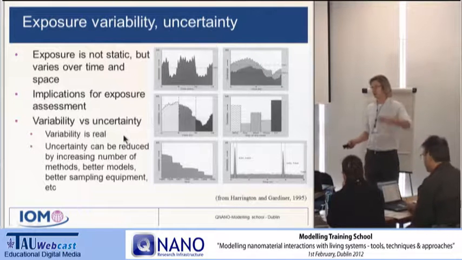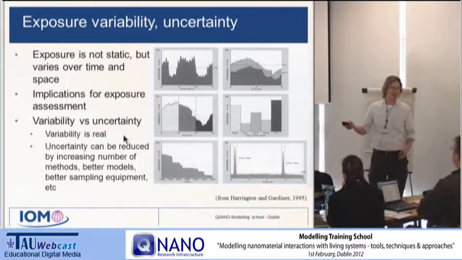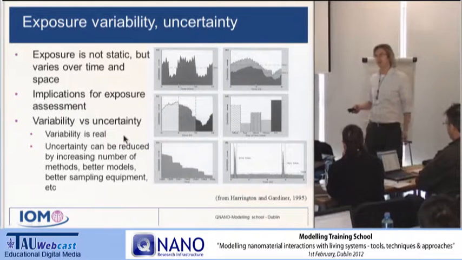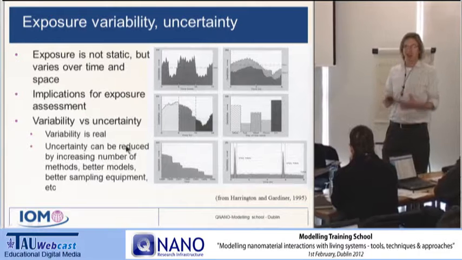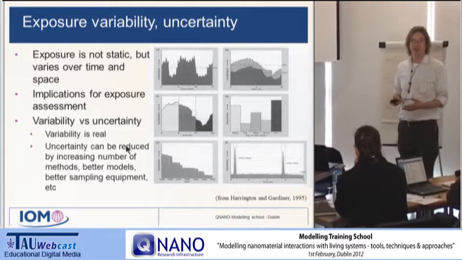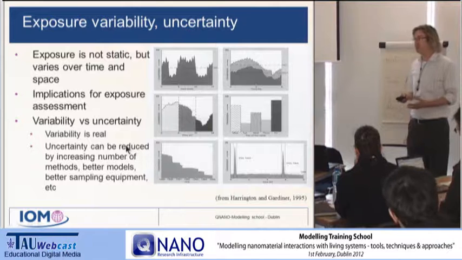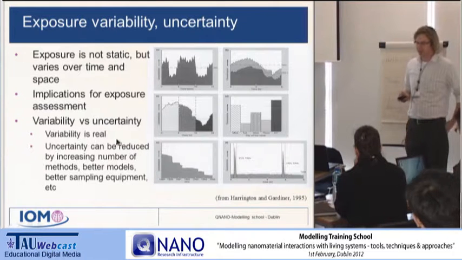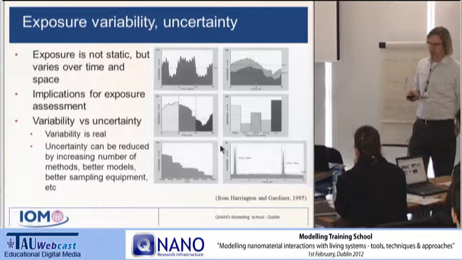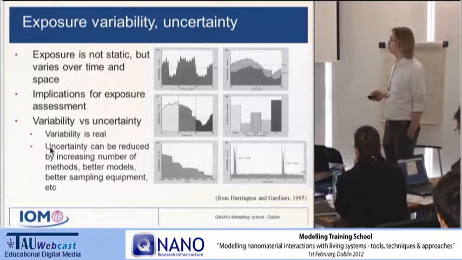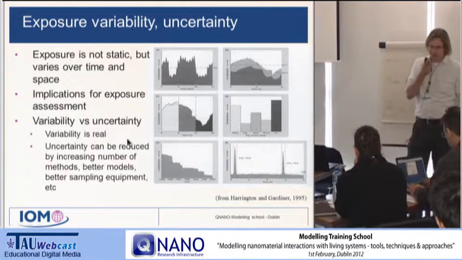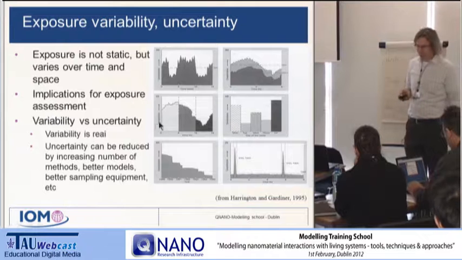Either because one is short and one is tall, maybe one is left-handed, maybe one is right-handed, maybe one is much more careful in the way they deal with the products that they're handling than another person. And it's very difficult to predict that. So that leads to the concepts of variability in exposure and uncertainty.